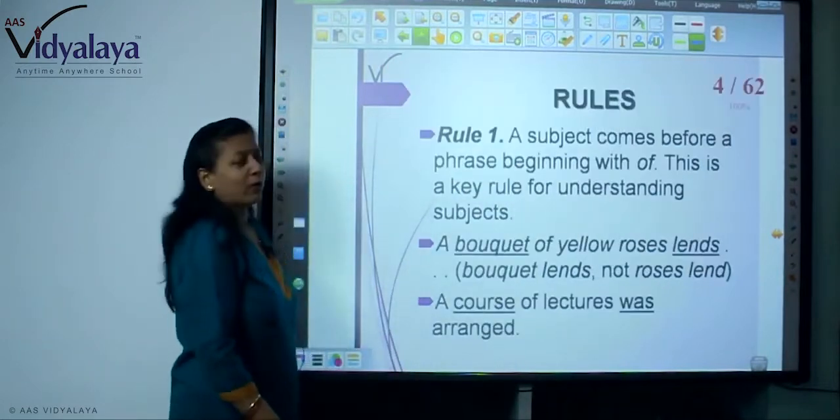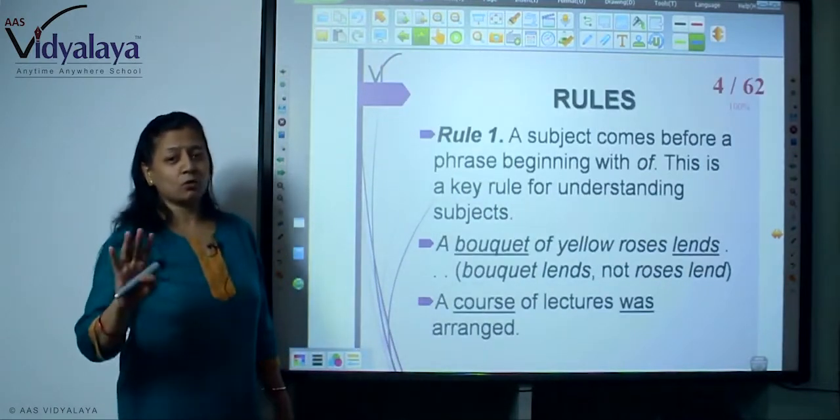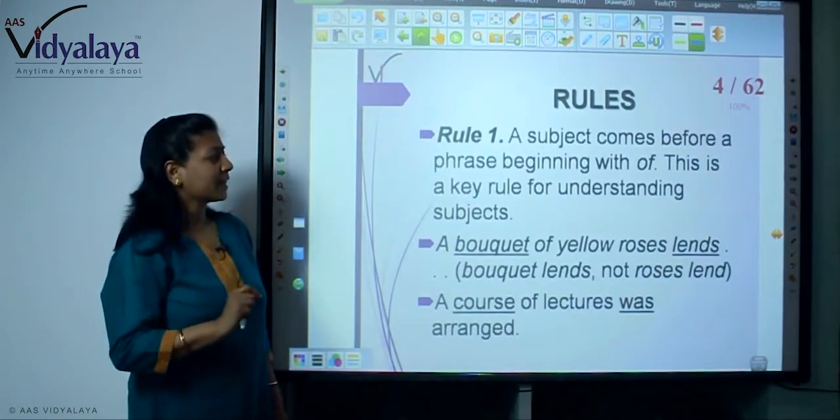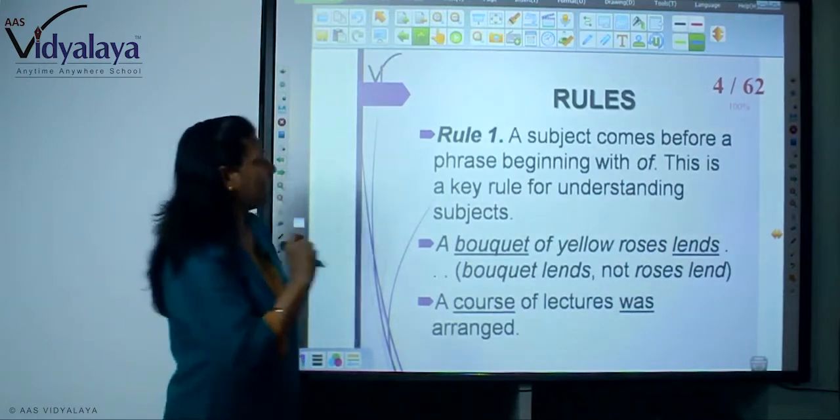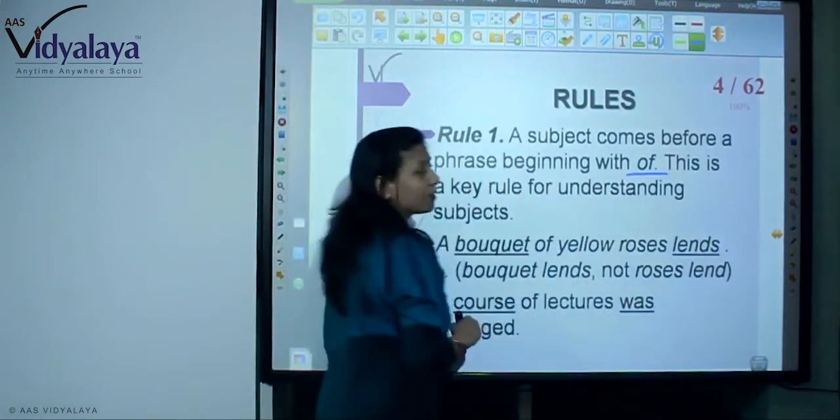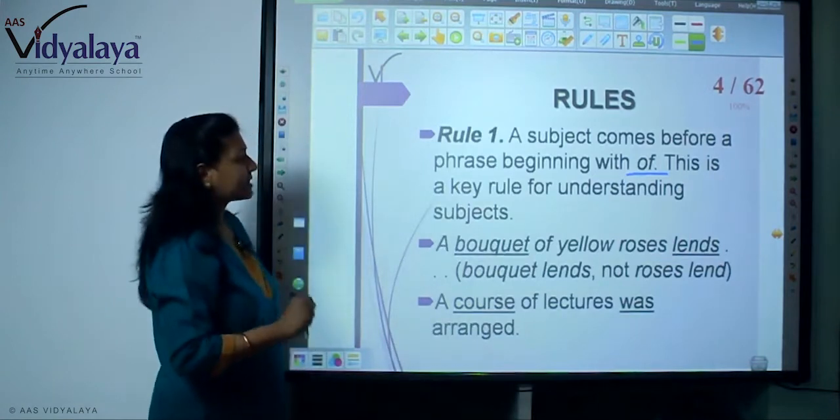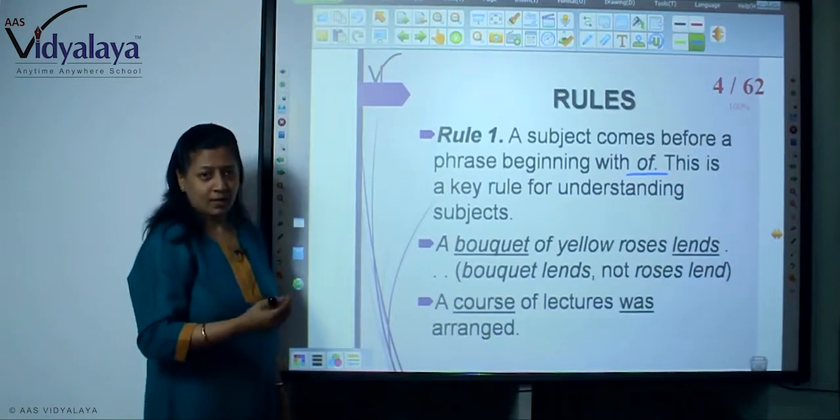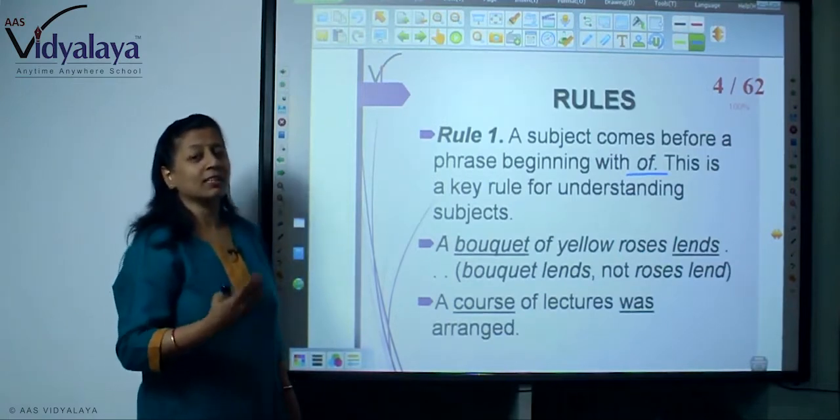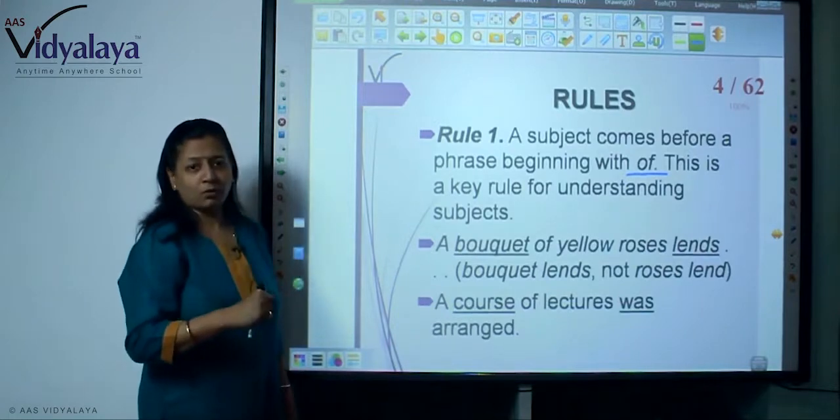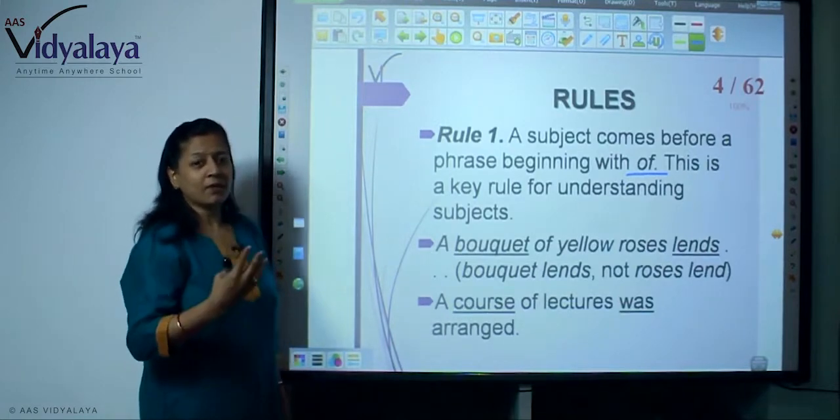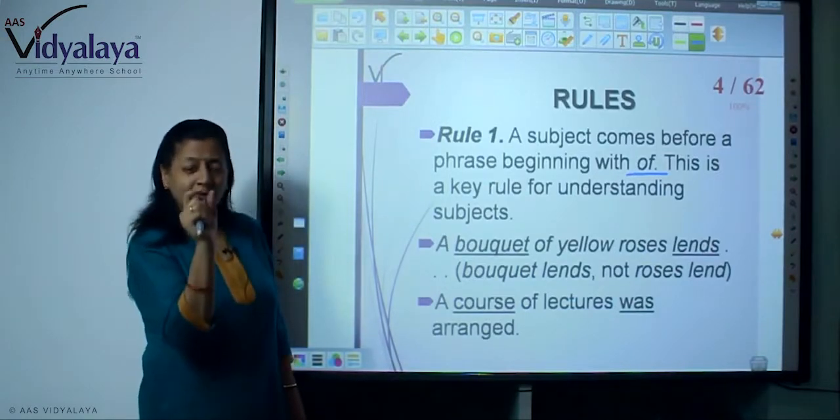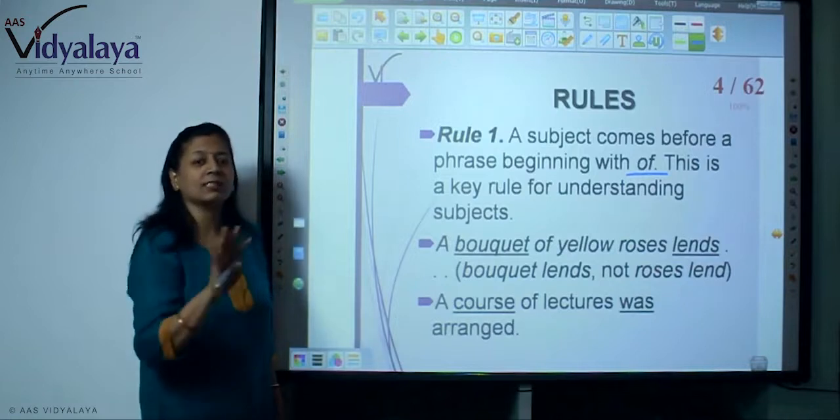Now, what is the rule? What are the rules? There are many rules. First rule: a subject comes before a phrase beginning with of. Suppose there is a subject which comes before of, right? This is a key rule for understanding the subject. How will you understand the subject? Subject is not necessarily only your proper noun; there may be different types of subject. So you will have to find in the phrase the word of. Whatever comes before the word of, that is the subject.